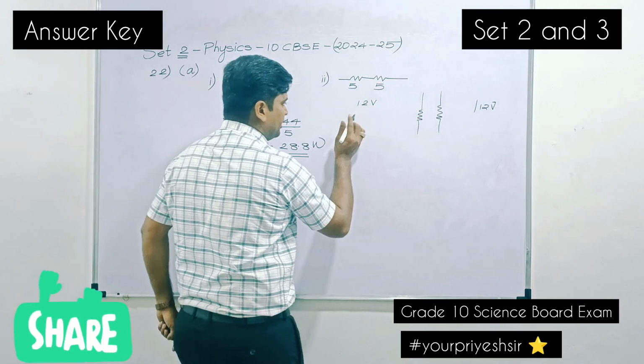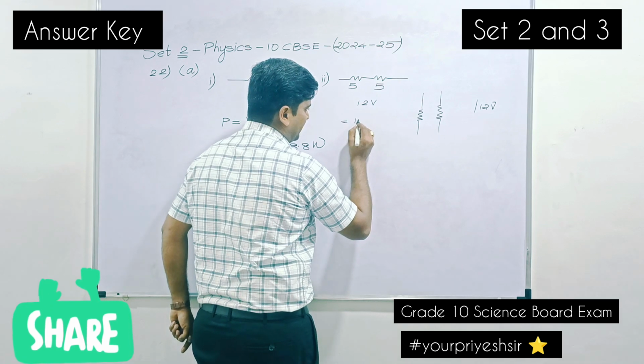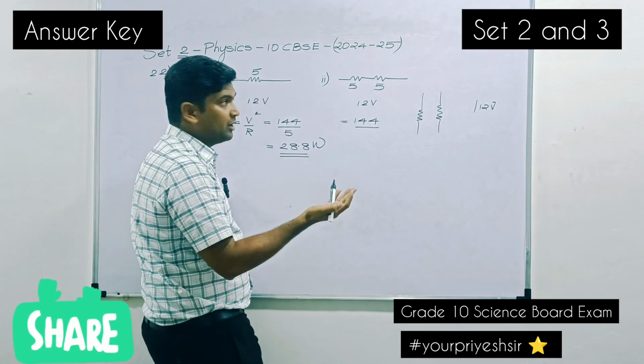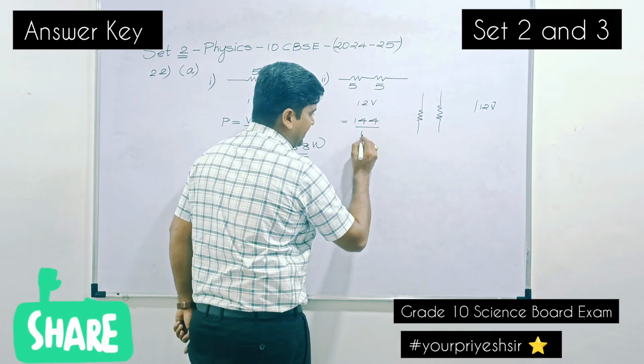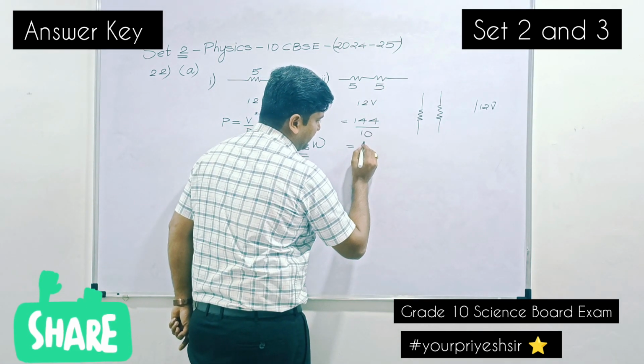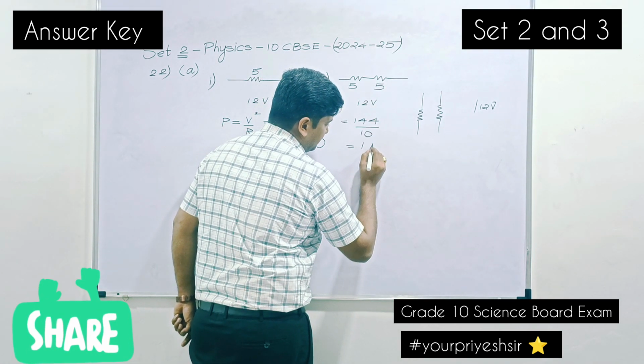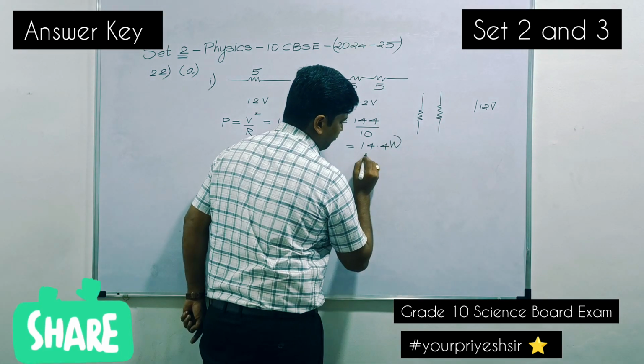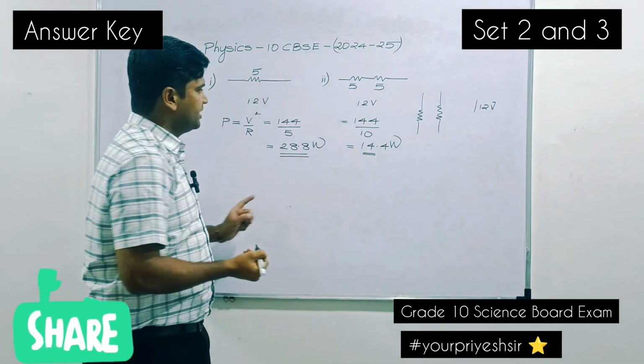Second, यहाँ पे फॉर्मूला तो फिक्स है, 12 का स्क्वायर कितना होता है 144. इफेक्टिव रेजिस्टेंस कितना होगा 5 plus 5 10. So 144 by 10 it would be 14.4 watt. ठीक है, सेकेंड का हो गया.